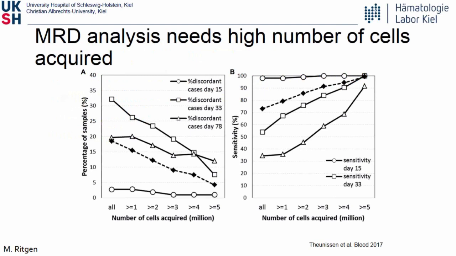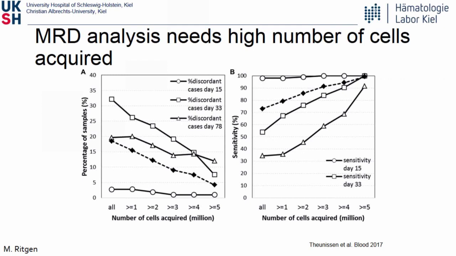You see here a trial driven by the group in Prague, and they looked at the number of cells acquired in the flow assay and the influence on the correctness, so the specificity of the assay and the sensitivity of the assay. And on the left side, you can see that the different curves show different time points in the treatment, and the columns are the different numbers of acquired cells with both tubes together.